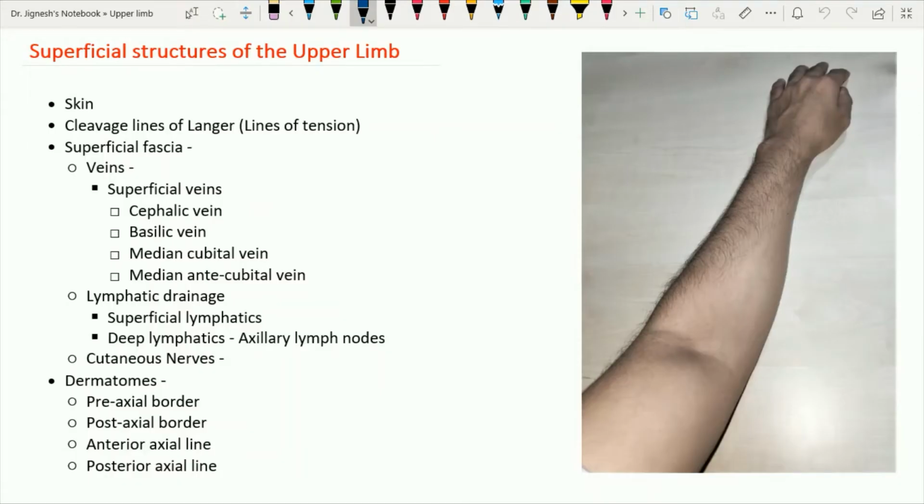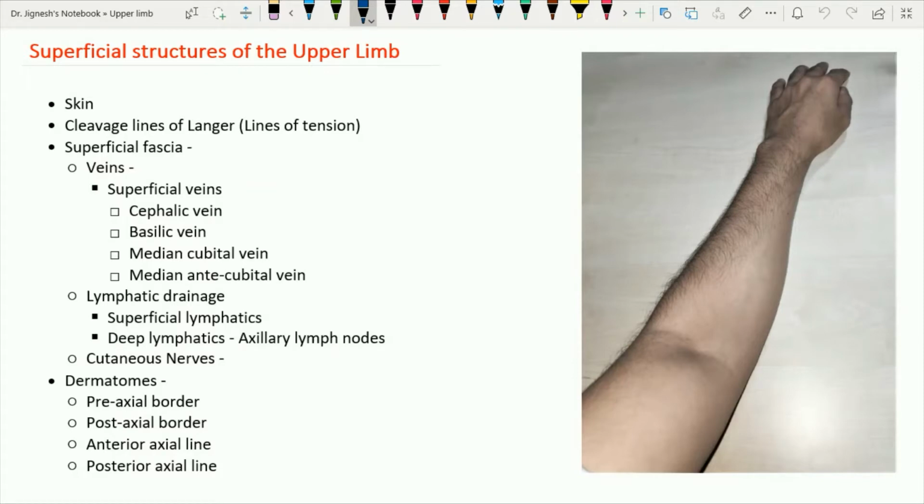Hello friends, let's see the superficial structures of the upper limb. This topic is usually ignored by students, but it is an important topic for MCQs, as in the NEET exam or other competitive exams.